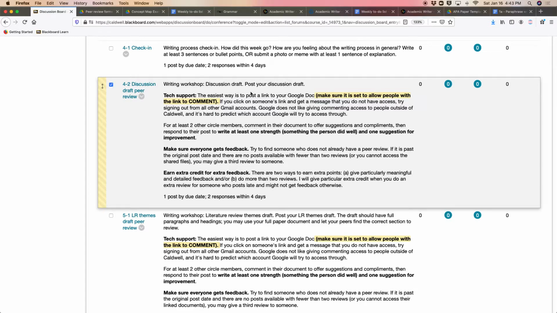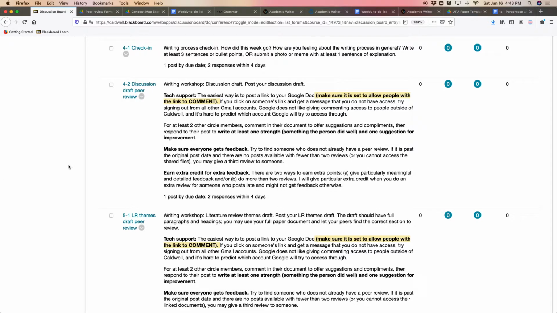So you make some comments within their document, unless it's a PDF, and you certainly can, but that's harder, so I'm not going to require it. And then you respond to their post with at least one strength, so something they did well, and at least one suggestion for improvement. Something they might add, something that you think they may want to ask about at the Writing Center, things like that.